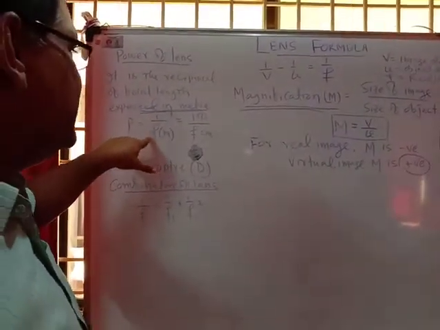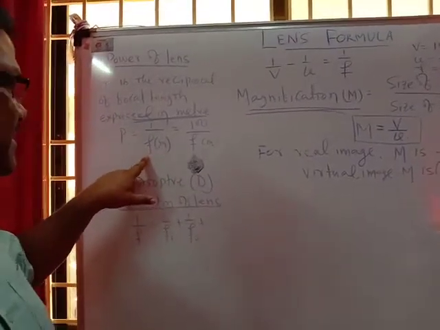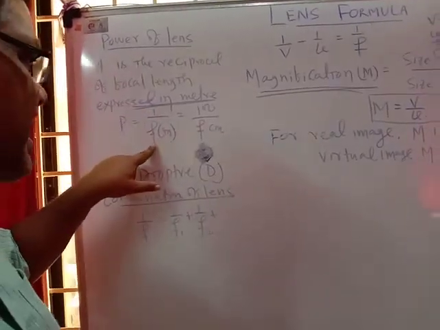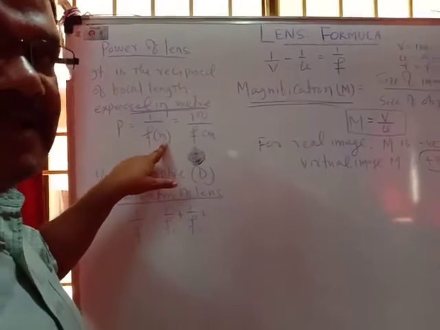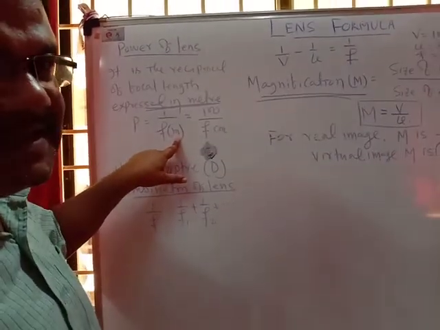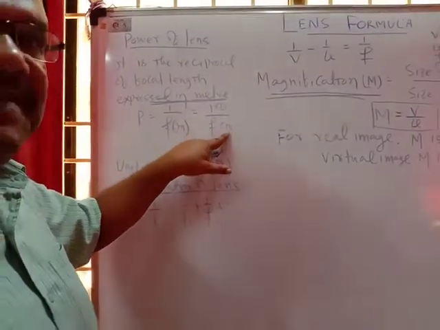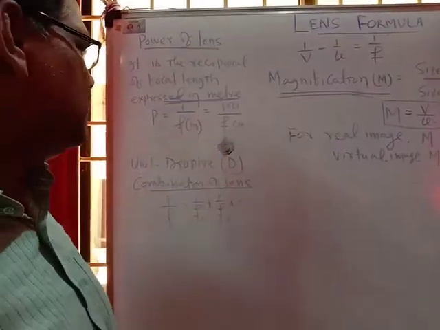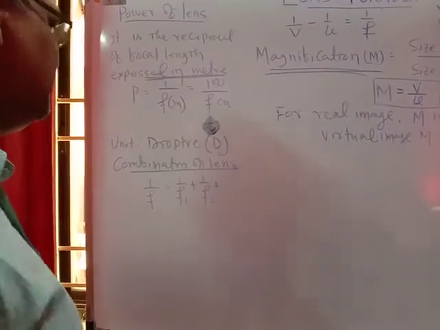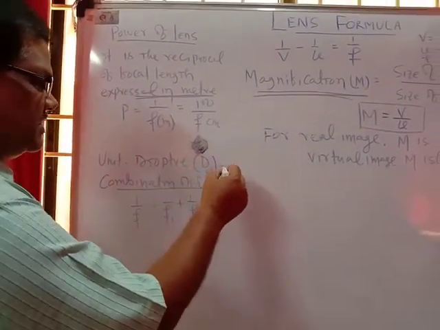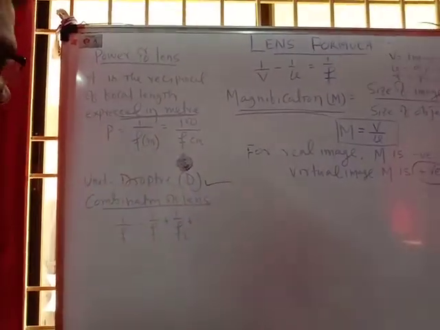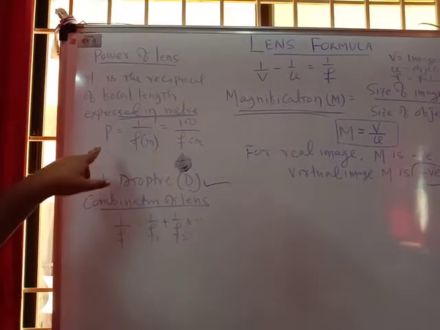Be careful. If the focal length is expressed in meter, the power of lens equals 1 upon f. If the focal length is expressed in centimeter, then the formula will be 100 by f in centimeter. This is the power of lens. And what is the unit of power of lens? Power of lens unit is diopter, D-I-O-P-T-R-E, diopter.